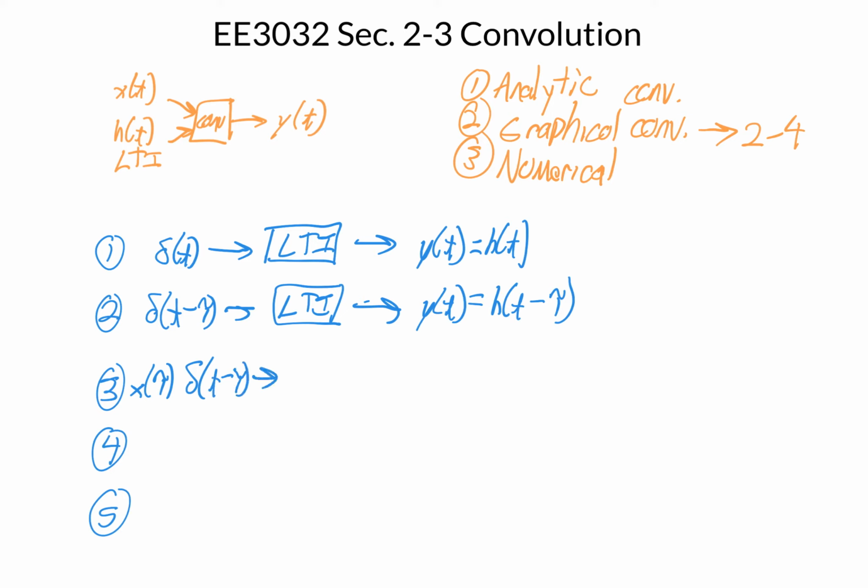The system is linear. Since the system is linear, one of the properties it has is the scaling property. So since we scaled the input by the constant number x of tau, we know the output will also be scaled by x of tau.